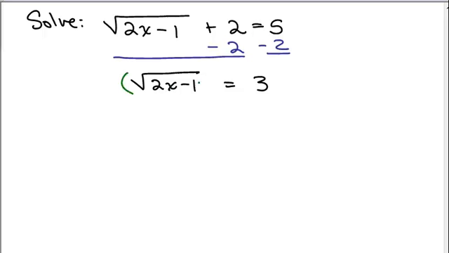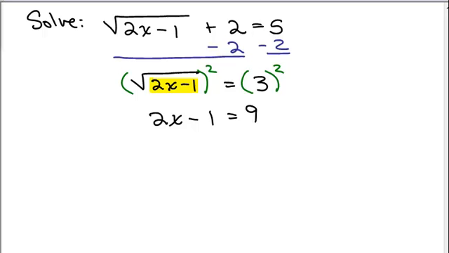Be careful, anytime you square both sides, you must check your answer because you might get an extraneous root even if you do all your steps correct. All right, so when we square a square root, we get what's underneath the square root, which is just the 2x minus 1. So on the left-hand side, we have 2x minus 1, and on the right-hand side, we have 3 squared, which is 9.